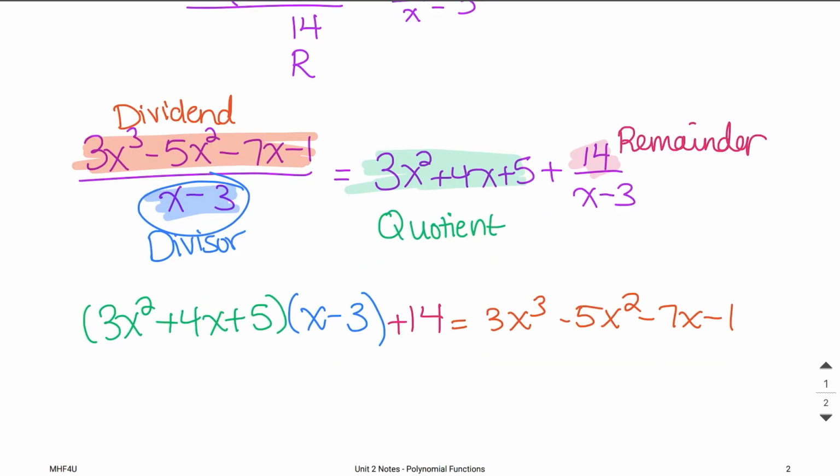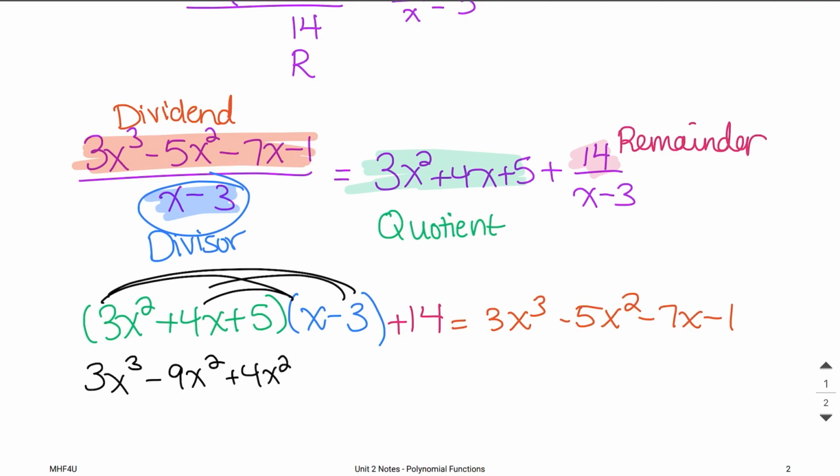And so let's just double check to make sure that this is true. So I distribute the 3x squared through to everybody here. I get 3x cubed minus 9x squared. Then I distribute the 4x through. So 4x times x is 4x squared. Multiply it to the negative 3, I get minus 12x. Distribute the 5 through, you get positive 5x and negative 15. And then I'm going to add 14 to that.